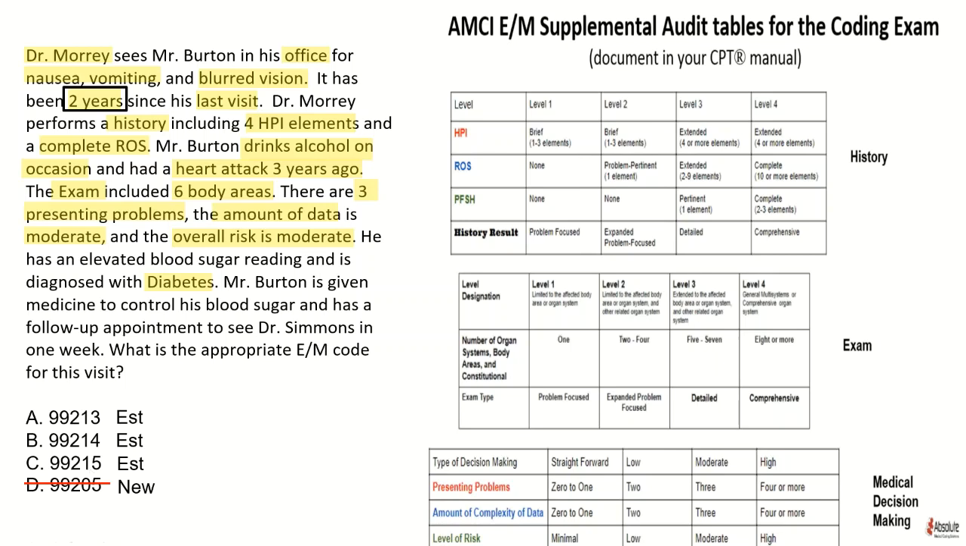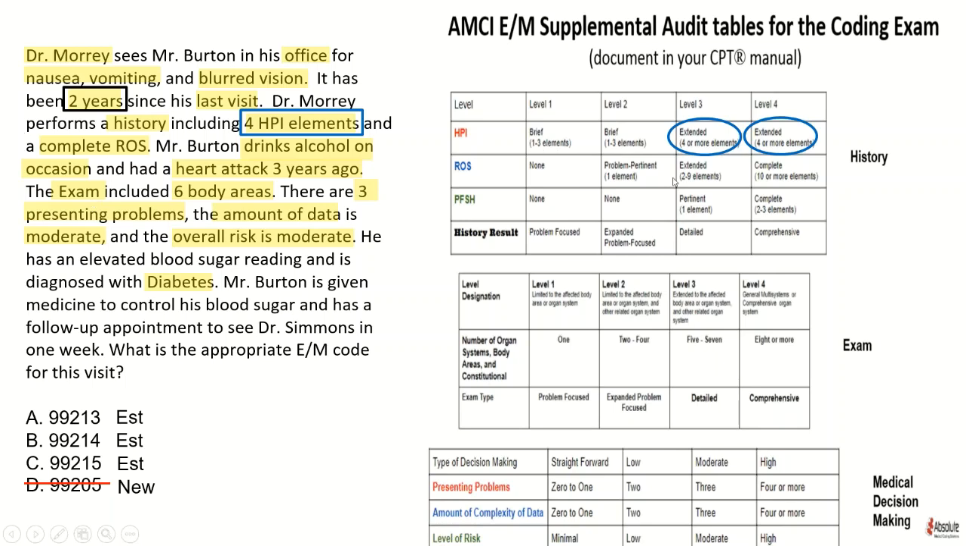We just focus on what we have left. Okay, so we're going to start with our history table here. This is just kind of like the simple auditing chart, so we didn't need the more comprehensive one this time. Basically our scenario is laying out what we're going to use for our HPI, ROS, and PFISH. So first of all, the HPI, it says there's 4 HPI elements. Okay, so we're going to go to this chart and we're going to circle where it says 4 or more elements under the HPI. So that gives us a level 3 and a level 4. We're going to circle all that apply. Okay, so there you go. You'll see it out in front of you right there.